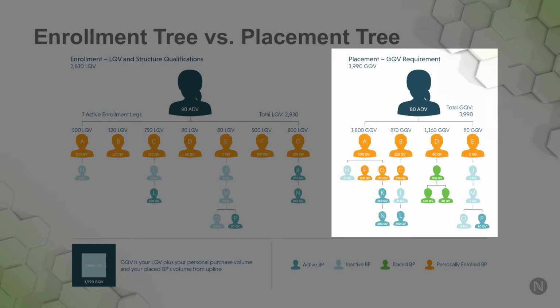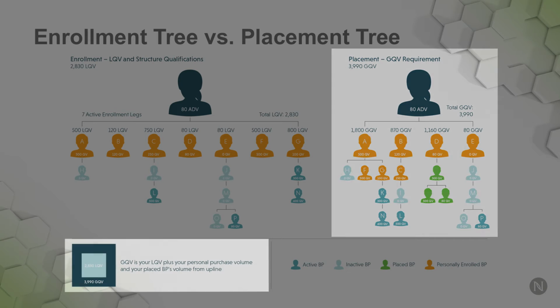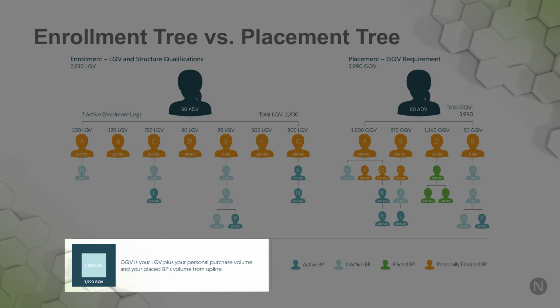And it includes all of your LQV, but it could be someone from your upline that's placed someone in your organization. So it's volume that you're the beneficiary of that's been placed in your organization from somebody above you. Your GQV is your LQV plus your personal purchase volume and your placed brand partners volume from your upline.